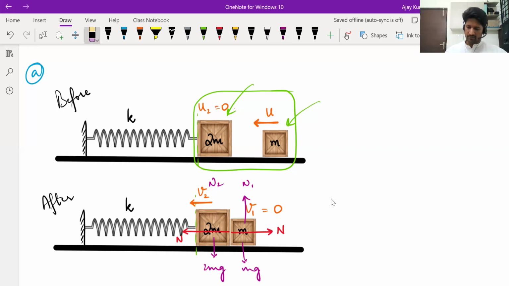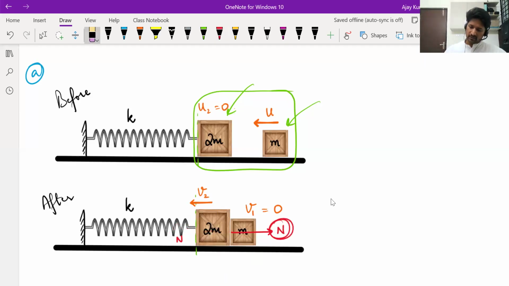Horizontally, if you observe, there is a net force on m. This normal force is a net force acting on m. So only m's linear momentum won't be conserved. Of course, m's motion is getting disturbed, no? Initially it was moving, it had momentum, and it comes to rest. So its own momentum is getting disturbed. 2m's own momentum also will get disturbed because there is a net force acting on it.